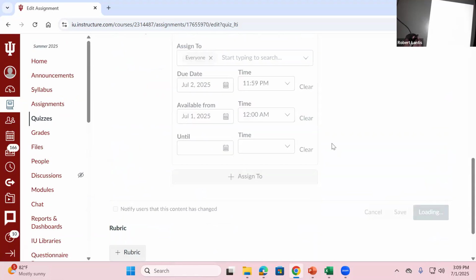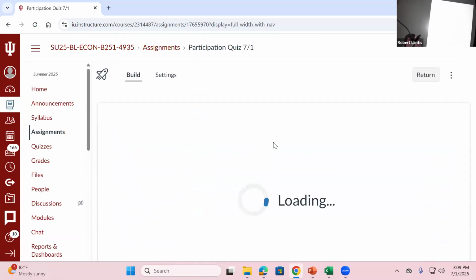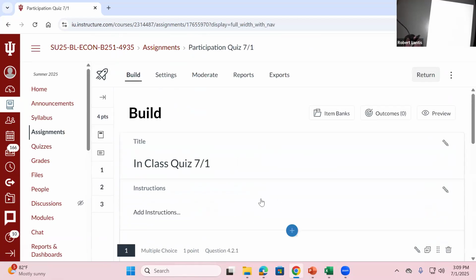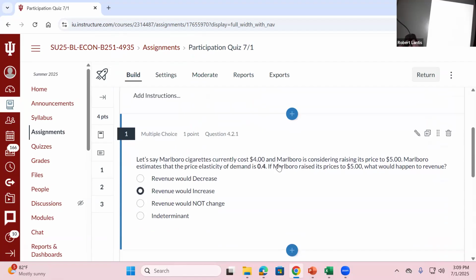So for today's quiz, question 1 is, if I start out, I've got prices for cigarettes, and I'm going to increase the price from $4 to $5. If the price elasticity of demand is 0.4, if I raise my prices, what's going to happen to total revenue? Okay.